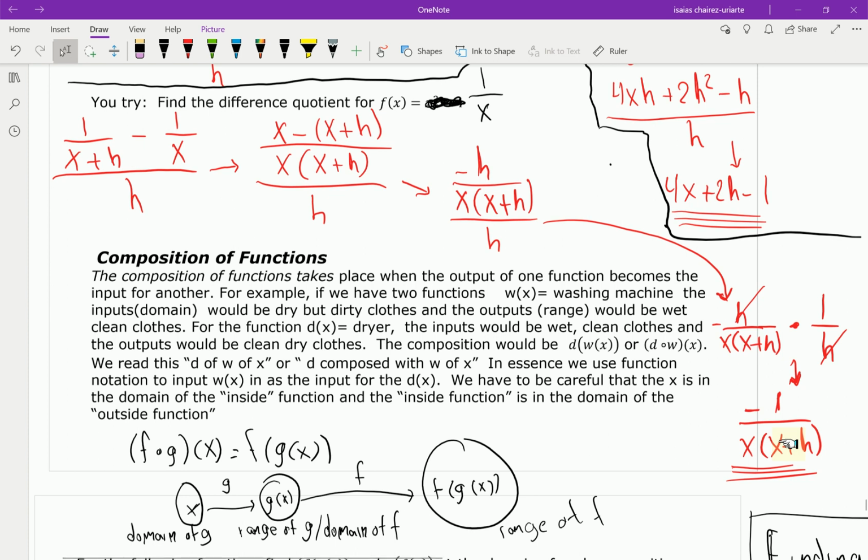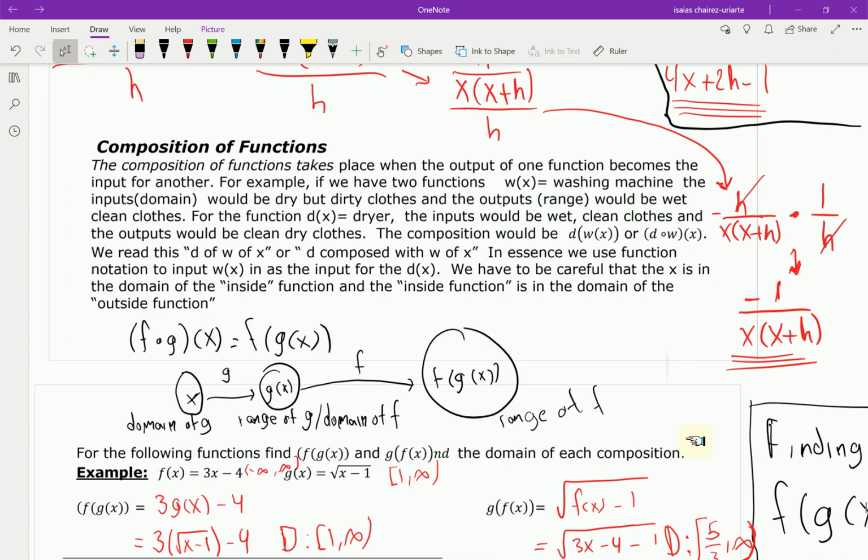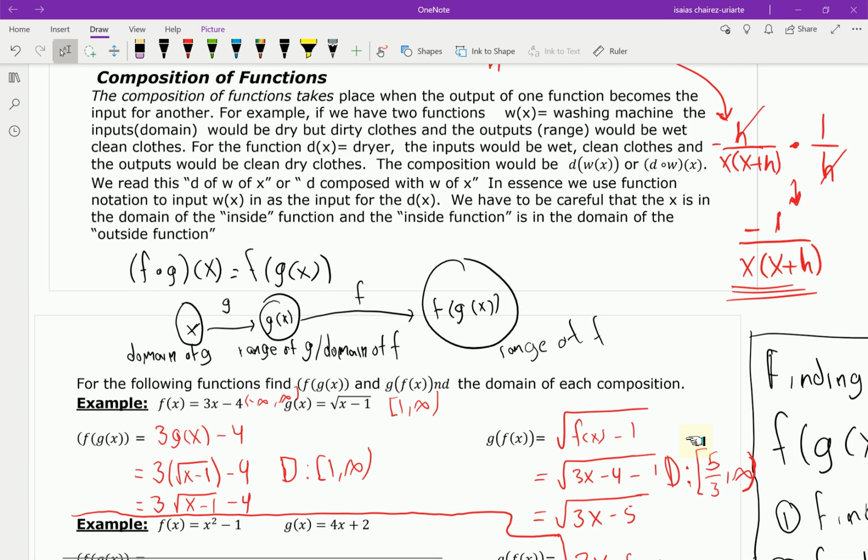This one's a little bit more challenging, but with a little bit of care and perseverance, we should be good. All right, let's move on. Let's talk about composition of functions.